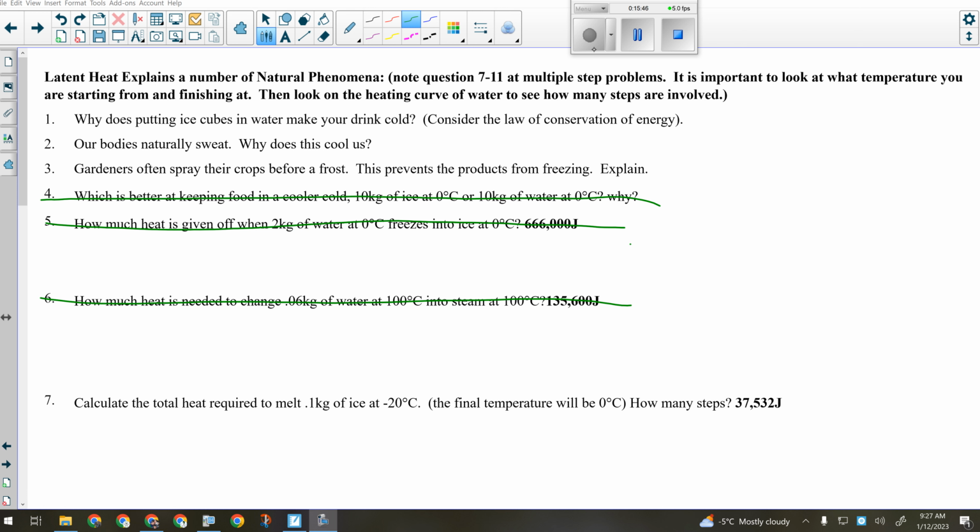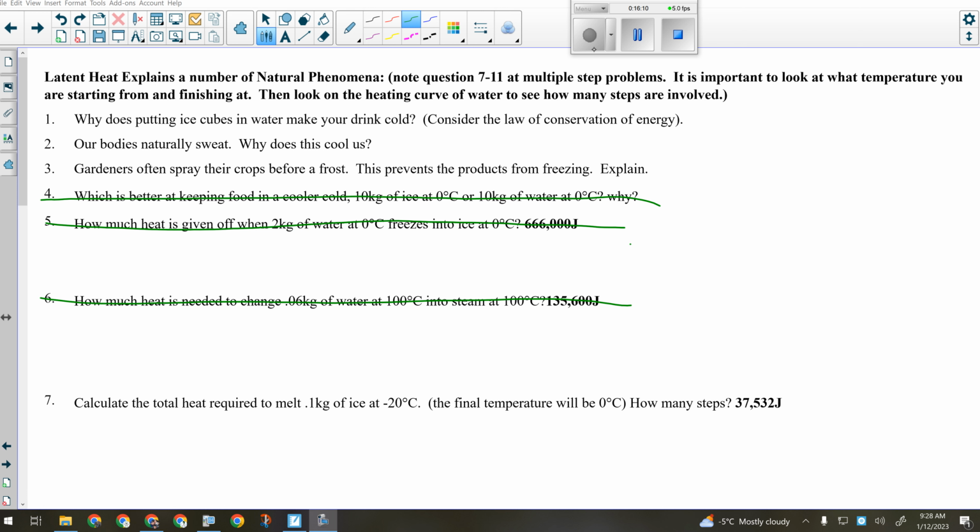He's just one of those guys that pours sweat, and so lost a lot. It didn't make him any cooler than anybody else. It just means that he sweats a lot. So being a big sweater doesn't really mean that you cool your body any better than someone who just perspires. All right, why would gardeners spray their crops before a frost?